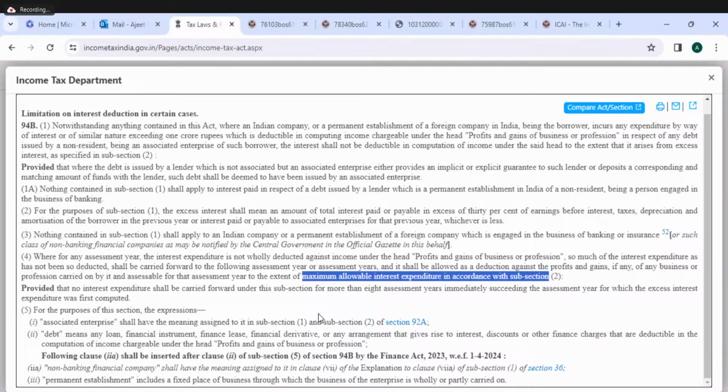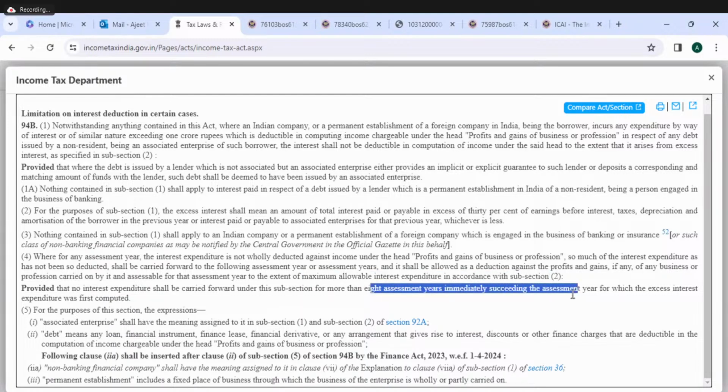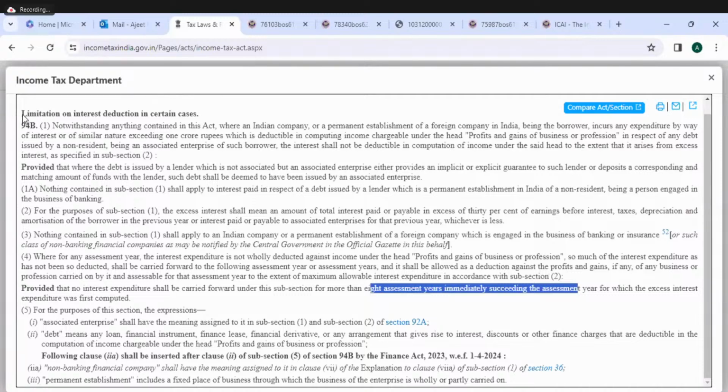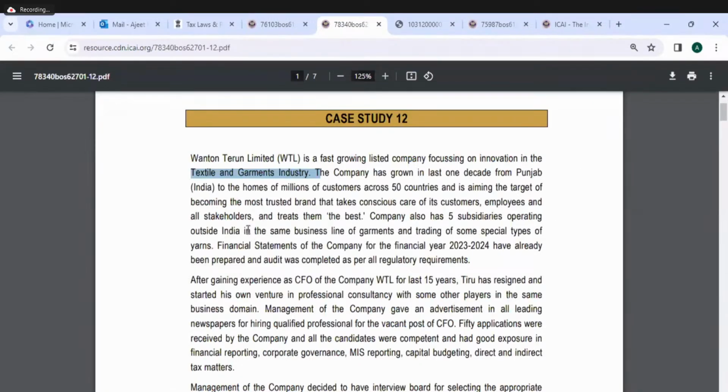So this interest can be carried forward for 8 assessment years, from the succeeding assessment year in which the interest was first disallowed. So in this case, we again go back to the case study and see if there is any implication because of section 94B in the case of WTL.